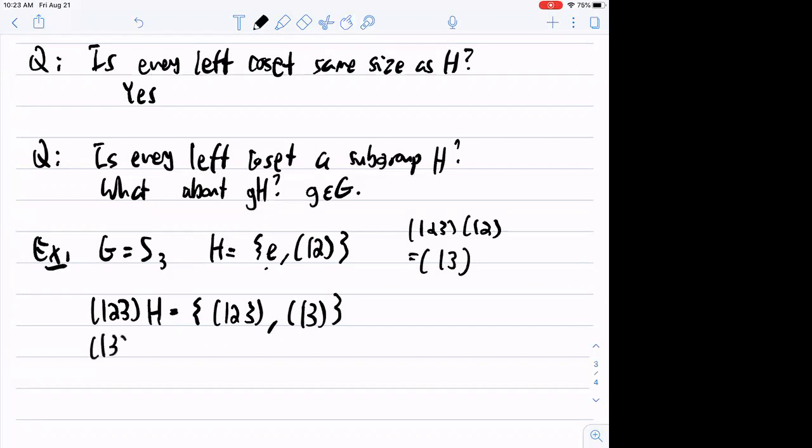So I guess (1 3 2)H. So (1 3 2) composed with identity is (1 3 2). And then (1 3 2)(1 2). What do you get? 1 goes to 2, 2 goes to 1, so 1 gets fixed. And then 2 goes to 1, 1 goes to, so I guess it's (2 3). In this case, that's the only thing left. So you see, these cosets partition S3. These are all the elements of S3. But these are not subgroups, right?